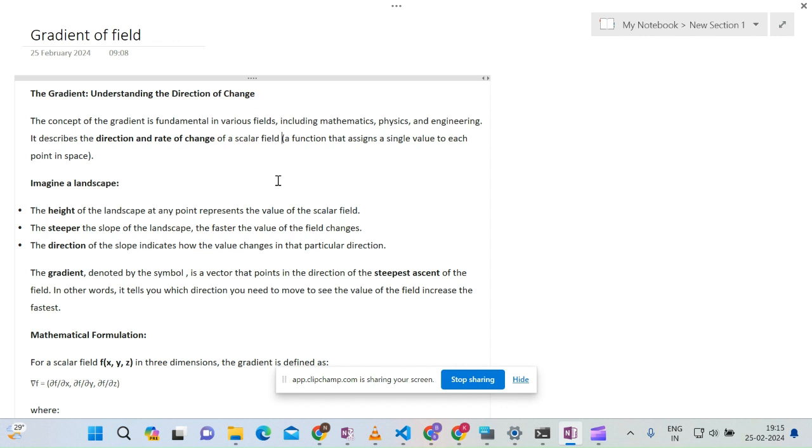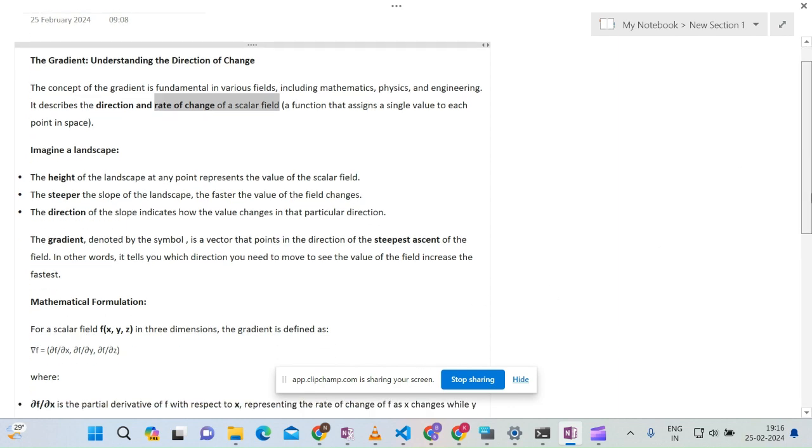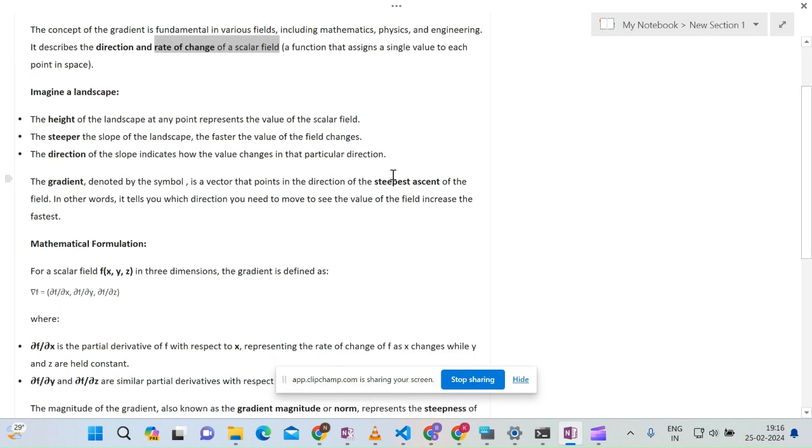So what does gradient tell us? Gradient tells us the rate of change of that field, how it changes as we move along in one direction. That's what it tells. Gradient is denoted by the symbol nabla. Here you can see nabla. And gradient has three components: one in the x direction, another in the y direction, another in the z direction.